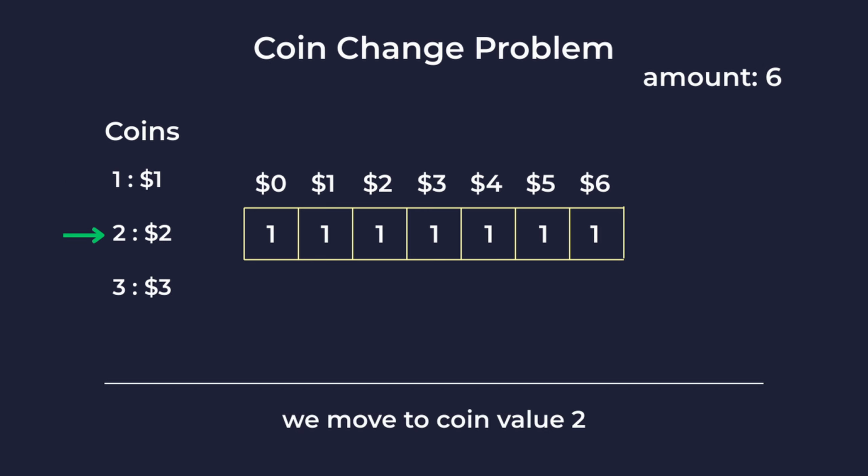Next, we move to coin value 2. Starting at amount 2, we look back 2 steps and add it to the current value. We do the same for amount 3, and that gives us 2. At amount 4, we look back 2 steps again, add it to the current value, and get 3 ways. That means there are 3 ways to make 4 using coins 1 and 2.